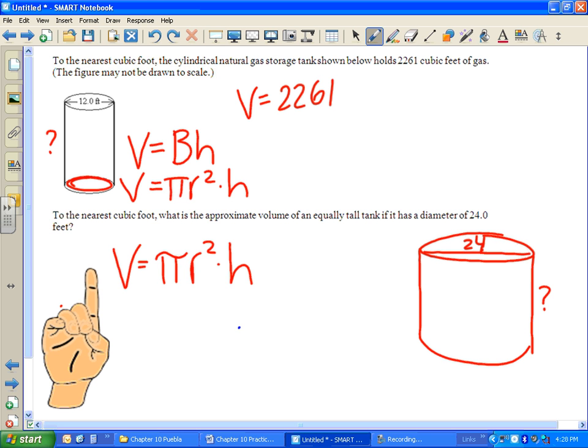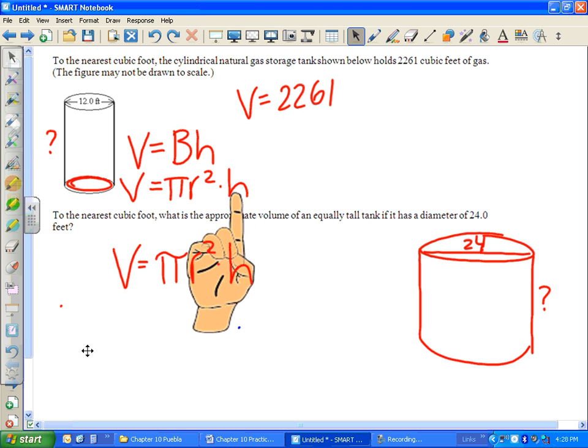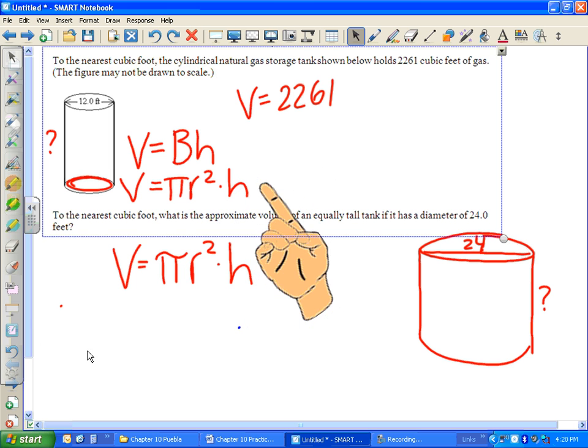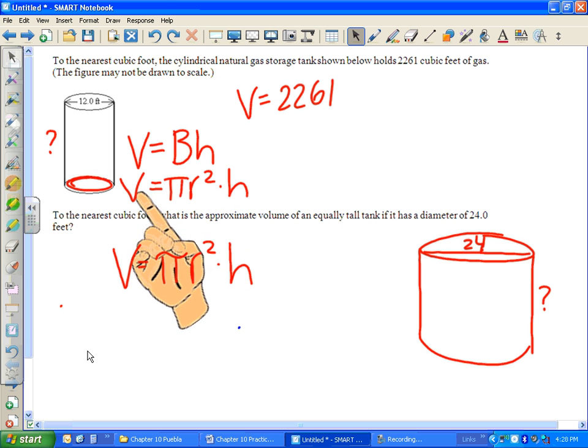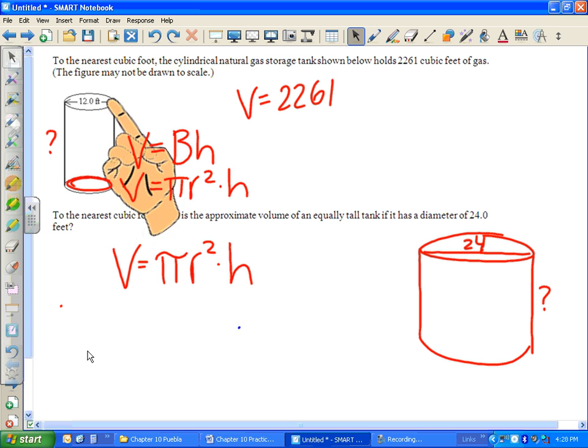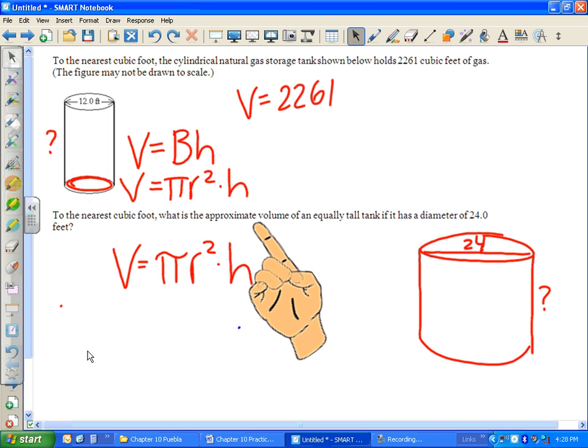So before we can do the next part of this, we actually have to find out what the height is here. And we can do that using this information up here. You already know what the volume is of this one, so I want you to take this 2261 and put it right here where the V is. And then, what else do they tell you here? They tell you that the diameter is 12, so what would the radius be here? I know you're saying 6, so let's plug in this information first, okay?